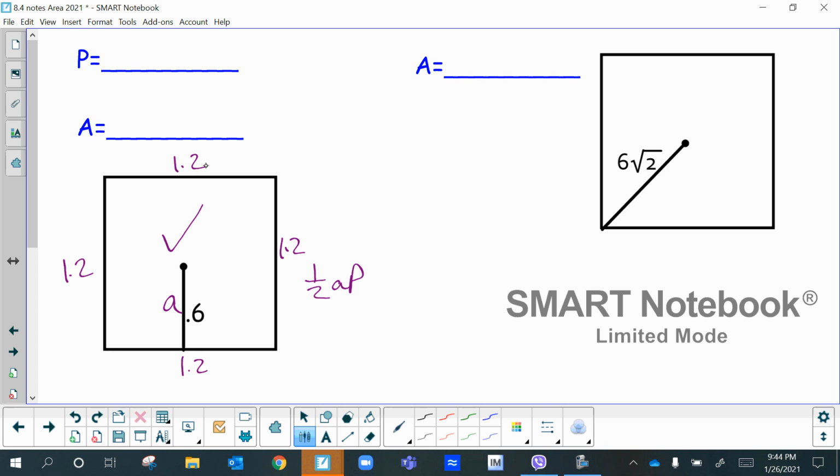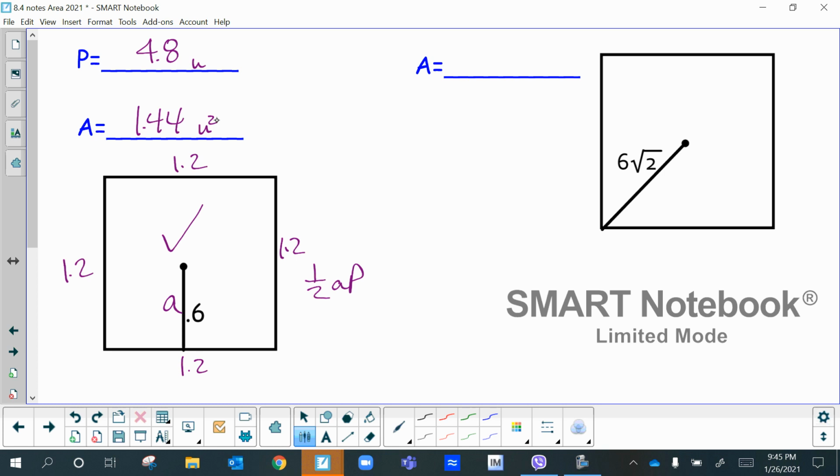Let's get the perimeter real quick. 1.2 times 4 is 4.8 units. They didn't give us any. And so 1.2 squared, or 1.2 times 1.2, is 1.44. That is your squared units, because we're doing area. All right, let's take a look at this last one.